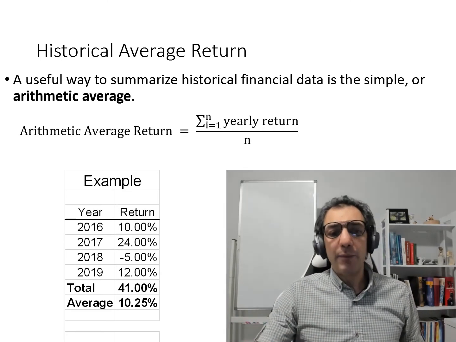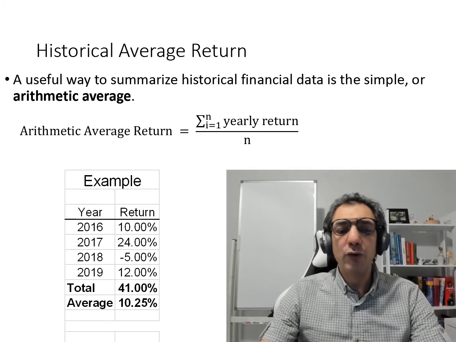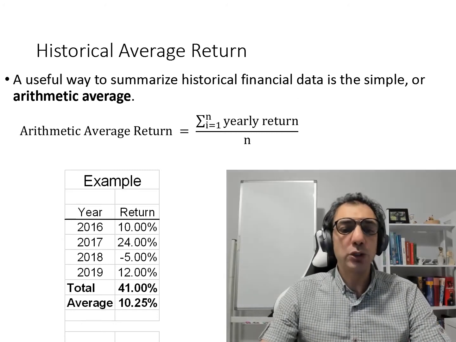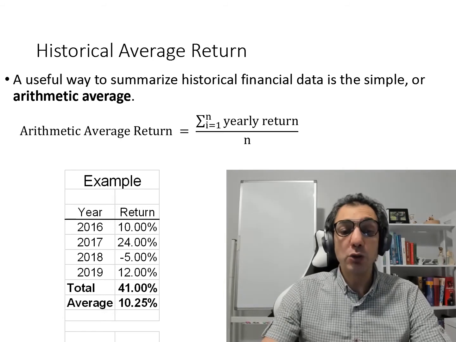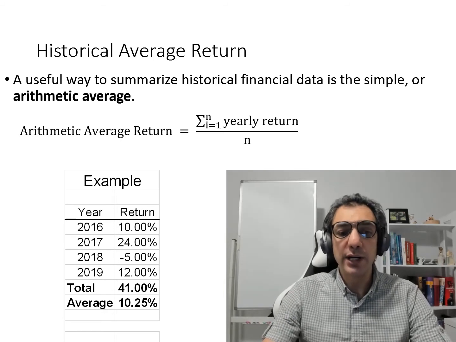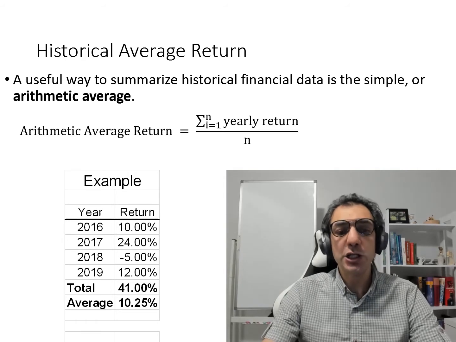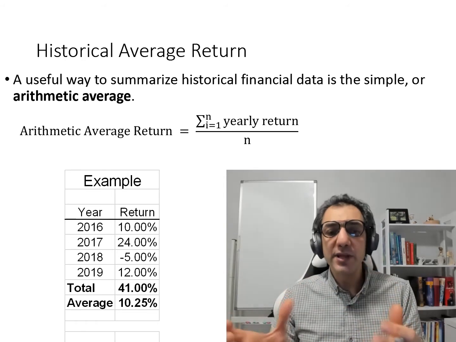Let's look at this example. For example, let's assume for these 4 years you were able to get these returns: 10%, 24%. You lost 5% in 2018, and you earned 12% in year 2019. So what is your arithmetic average return?